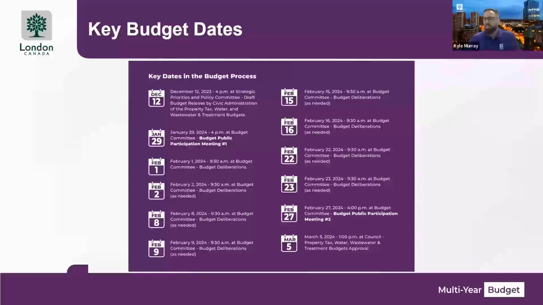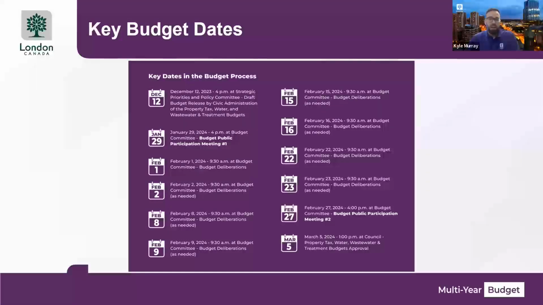We then have 8 days set aside at this point for potential budget deliberations in February, starting on February 1st, and the last one being February 23rd at this point, if needed. We then have a second budget public participation meeting that's being held on February 27th.